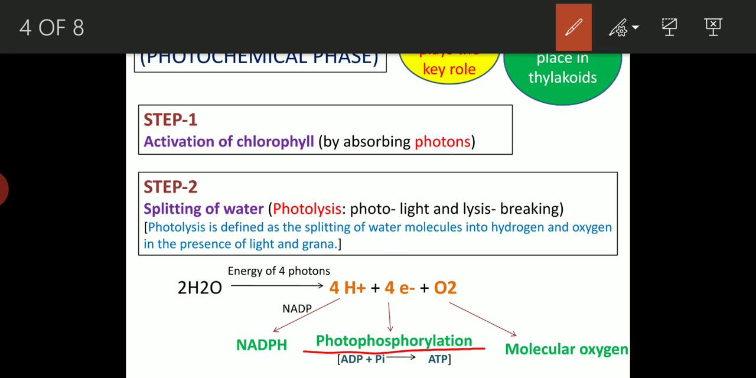Phosphorylation means the addition of a phosphate group. Here there is one addition of a phosphate group. That's why it is phosphorylation. But why photophosphorylation? Photo means light. This reaction takes place in the presence of light energy.